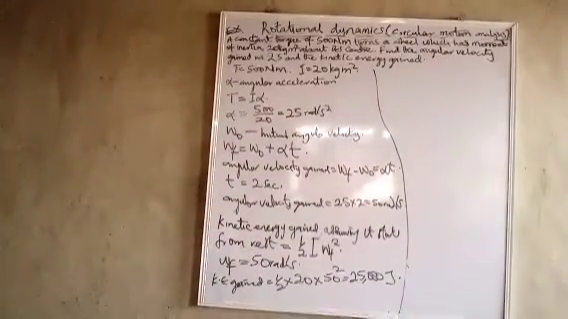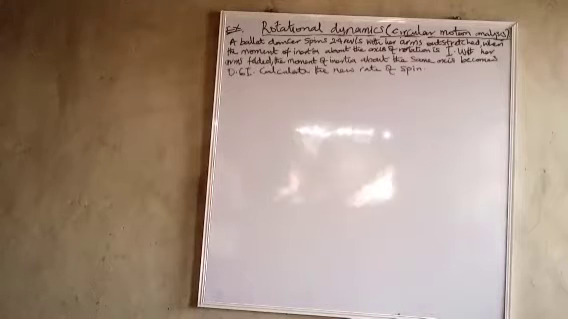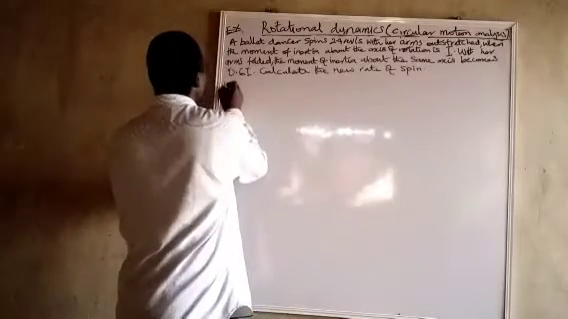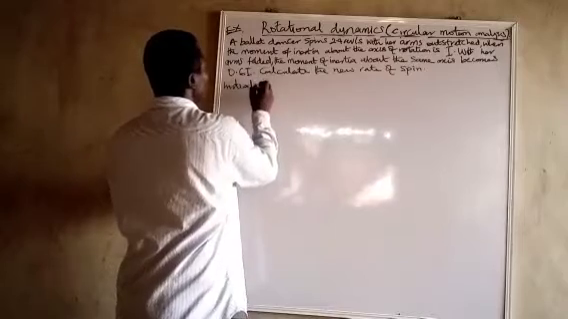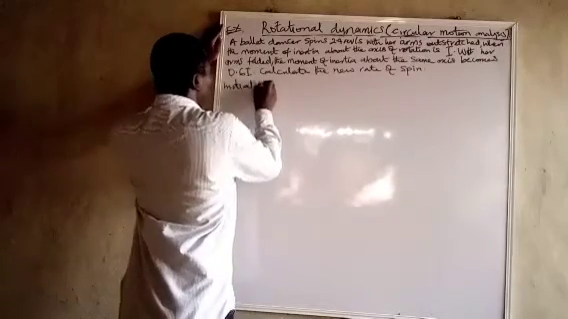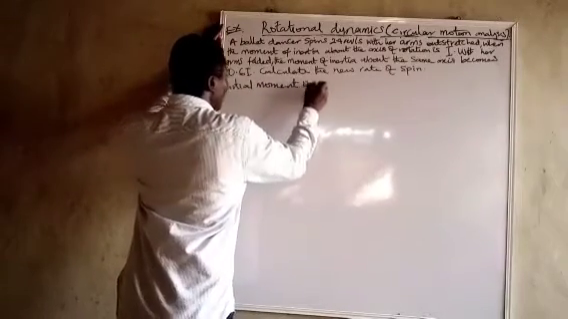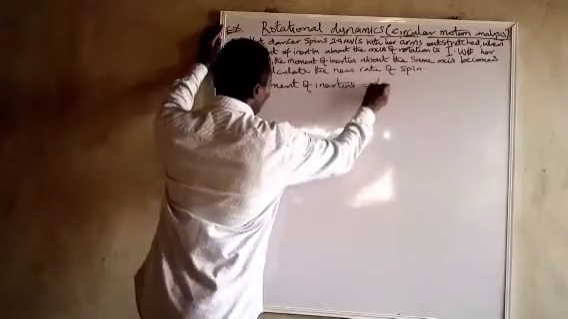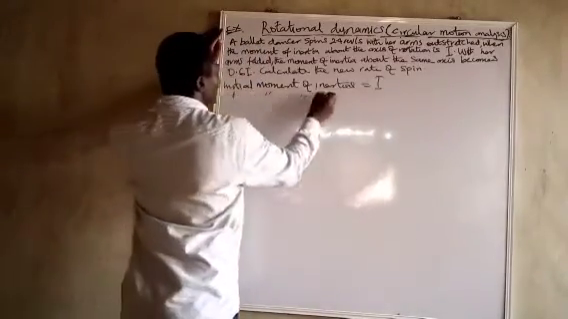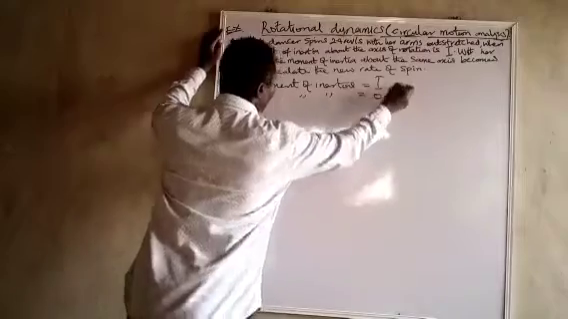That's 25,000 joules. Next question: a skater spins at 2.4 revolutions per second with arms outstretched, when the moment of inertia about the axis of rotation is I. With the hands folded, the moment of inertia about the same axis becomes 0.6 I. Calculate the new rate of spin. So we are told that initial moment of inertia is I. Final moment of inertia is 0.6 I.